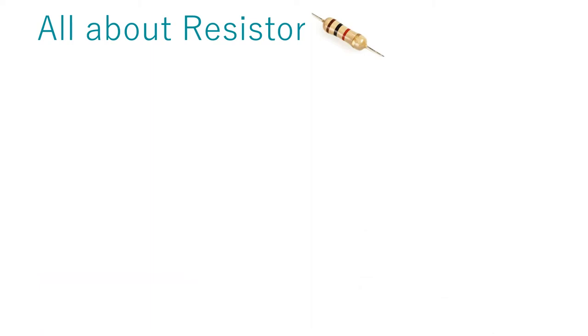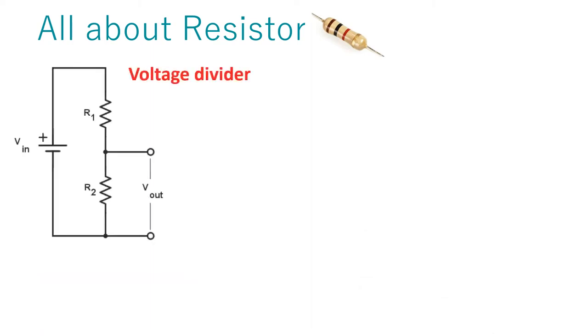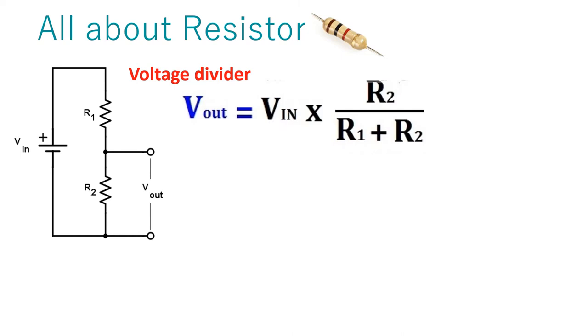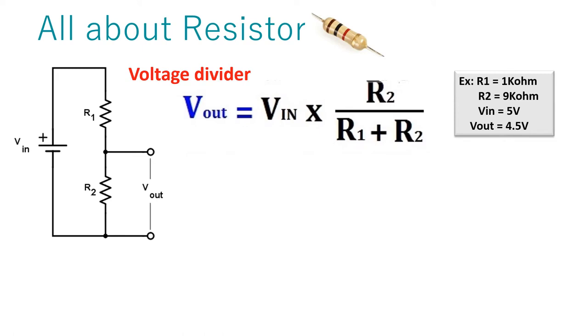This configuration of resistors is called voltage divider. This configuration is used to drop the voltage. By using this configuration, we can set various values of voltage at its output. For example, if we assume that the value of resistor R1 is 1 kilo ohm, the value of resistor R2 is 9 kilo ohms and the input voltage is 5 volts, then the value of output voltage can be calculated using this formula. It will be 4.5 volts.